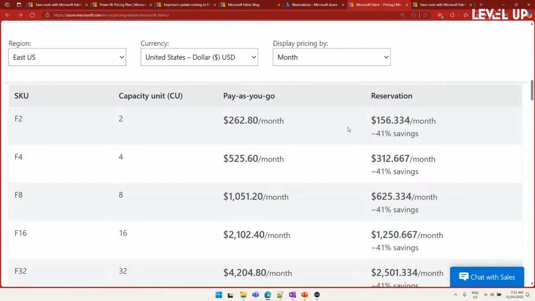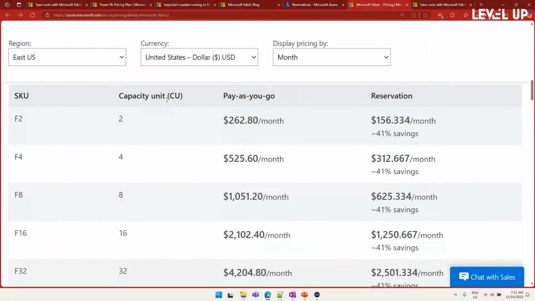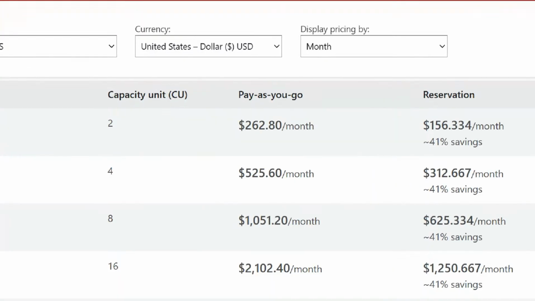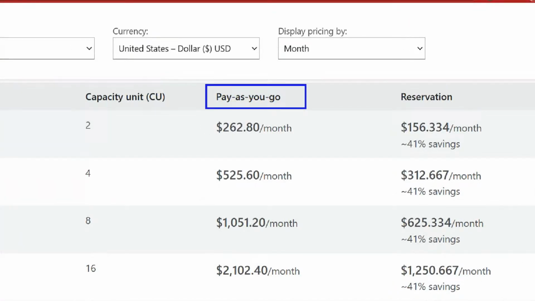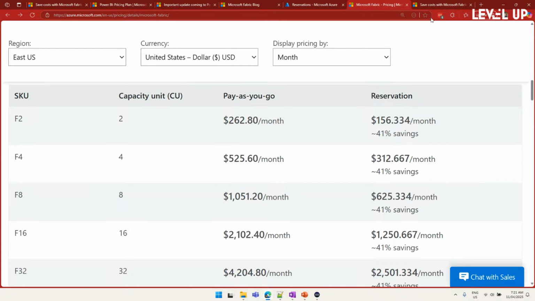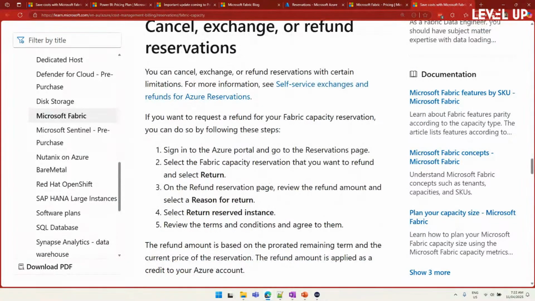My recommendation, and the recommendation of many Fabric individuals, is that you start with the pay-as-you-go model. Start with this model, do all your testing, and once the system is a little bit stable, move to reservation capacity. If you want to cancel it, I do recommend looking at the fine print. Let's have a quick look at canceling reservations.